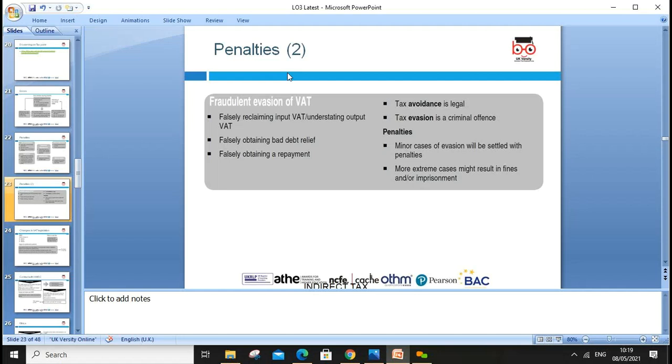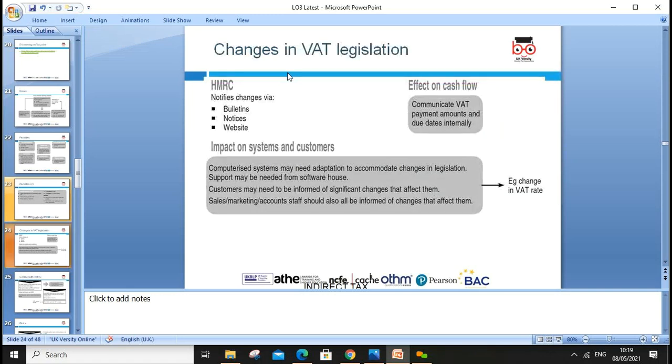Then fraud, of course, and avoidance of VAT. Falsely reclaiming input VAT is huge. A lot of people have been caught, especially sending containers to the Middle East, getting containers back and claiming the VAT. So there is a lot of investigation ongoing. Tax avoidance is illegal, and of course we know the penalties can be severe.